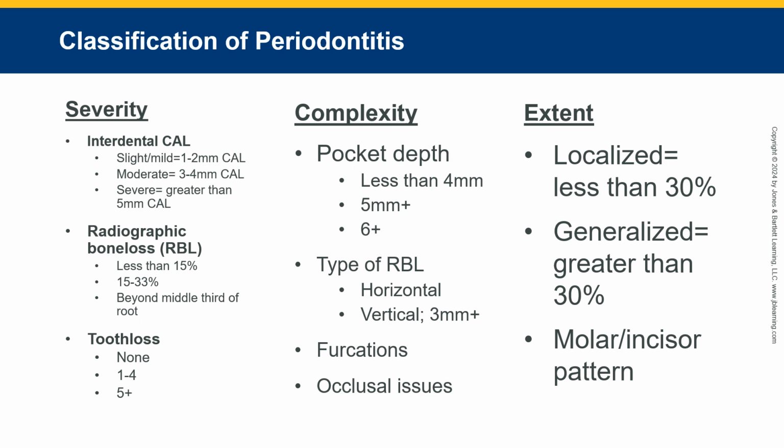Complexity is based on the pocket depth, the type of radiographic bone loss, if there are any furcations present, and if there are any occlusal issues present. So pocket depths less than 4 millimeters, 5 millimeters plus, or 6 plus millimeters. Then you have your extent. Is it localized, which would be less than 30% of the oral cavity, or generalized, which is greater than 30% of the oral cavity. And then you have your molar incisor pattern, which tends to progress faster and be more aggressive.